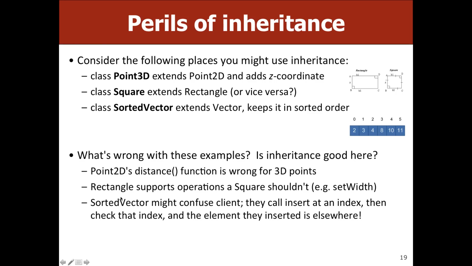Yeah, and then a square shouldn't have a set width versus set height method, right? That doesn't really make sense for a square. And then a sorted vector could confuse a client because what if you say, okay, with vectors you can insert elements at index 0, and then the next line of code we print out this vector and the indices are all in the wrong order. Or with recursive backtracking, there was a lot of inserting things at the beginning of our vector, recursing, deleting things from the beginning of our vector, and if the thing that we're deleting is not the thing that we added, that could cause a lot of bugs. Okay?